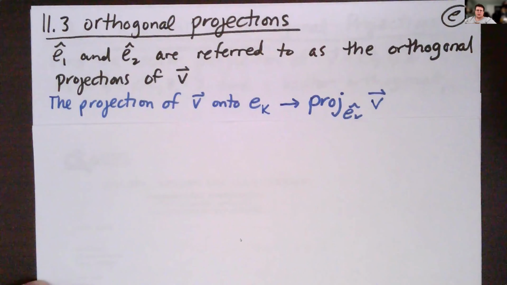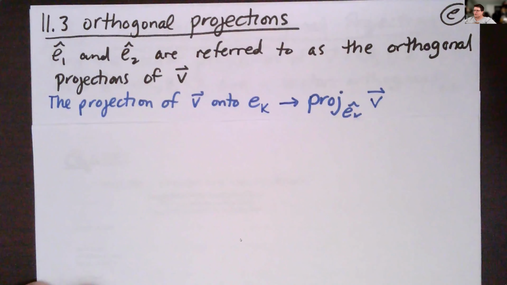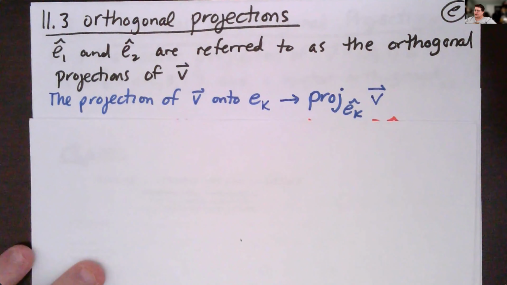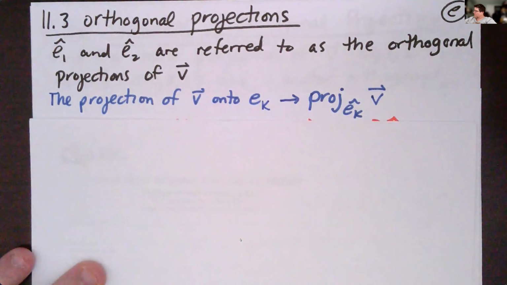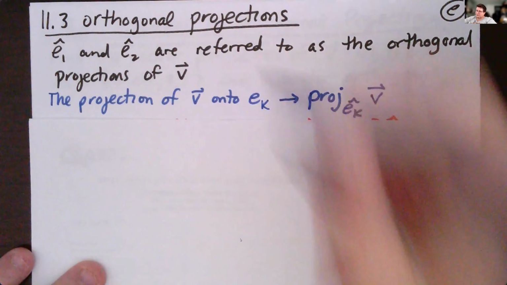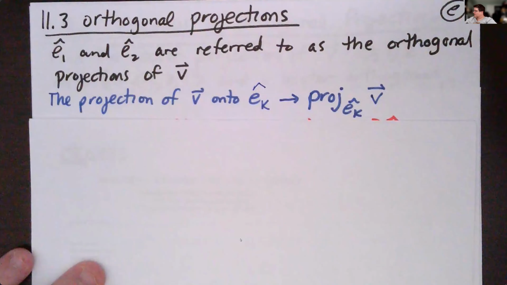And so when we do a projection of V onto Ek, the notation is that we say proj, then Ek subscript, and then V. What you're projecting onto does not need to be an orthogonal vector or a unit vector. In this case, I had it as a unit vector.